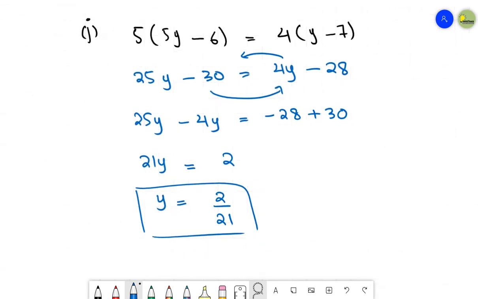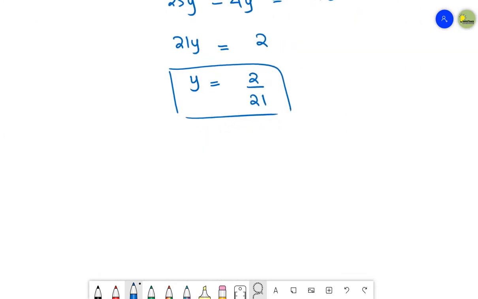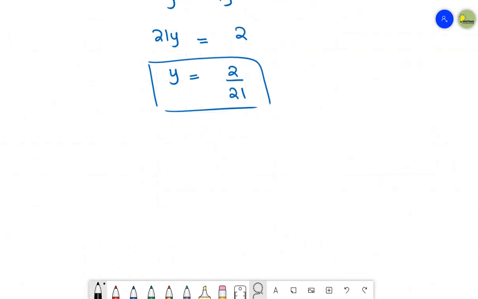5y minus 6 equals 4y minus 7. 5 5s are 25y minus 30 equals 4y minus 28. Then it will be 21y, and minus 30 shifted to the other side becomes plus 30. You will have 2 there. 2 upon 21 is going to be the answer. Now, after that, I'm going to have part K.